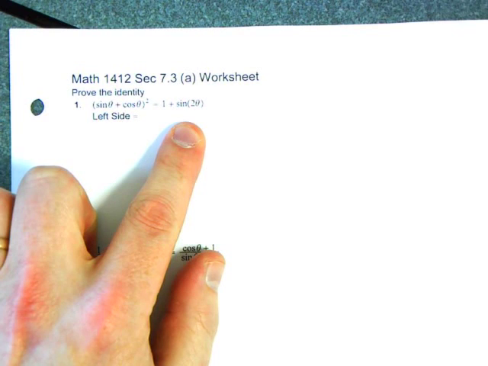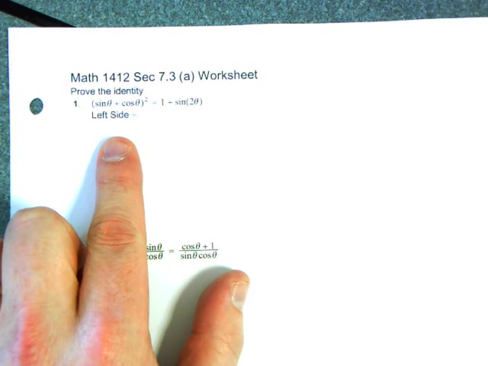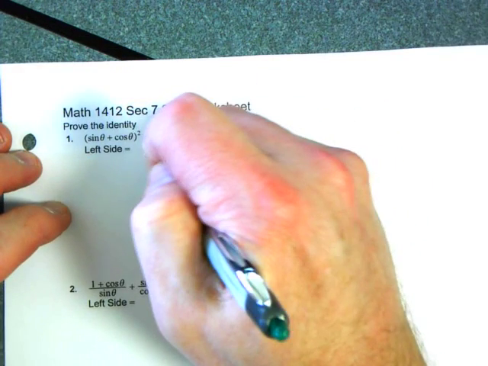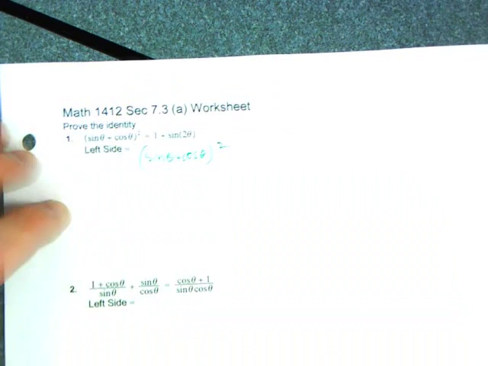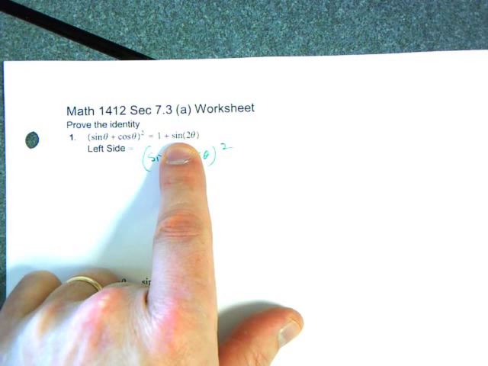And the way these usually work is you start with one side or the other. You start with the left side or you start with the right side. Generally, which one you start with is the one that looks more complicated. So for this problem, I decided that the left side looked a little bit more complicated. So I'm going to start with the left-hand side, sine theta plus cosine theta whole thing squared. I'm going to do some algebra, do some trigonometry. And when I get all done, I know that I should get the right-hand side, 1 plus sine 2 theta.